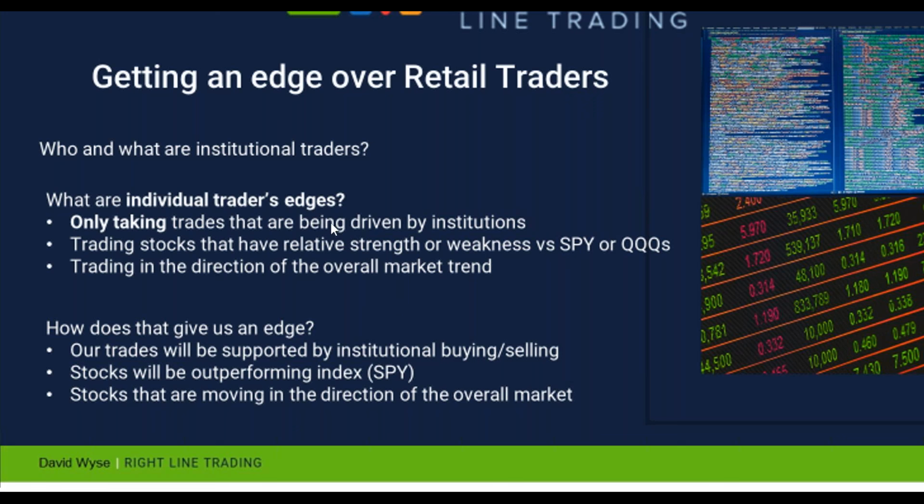Well, we're only taking trades that are being driven by the institutions. Again, here we know we're in trades when the institutions are in the trade. We trade stocks that have relative strength or relative weakness versus the SPY or the Qs, that's the NASDAQ and the S&P 500, and trade in the direction of the overall market trend. And it gives us an edge because our trades are going to be supported by institutional buying or selling.